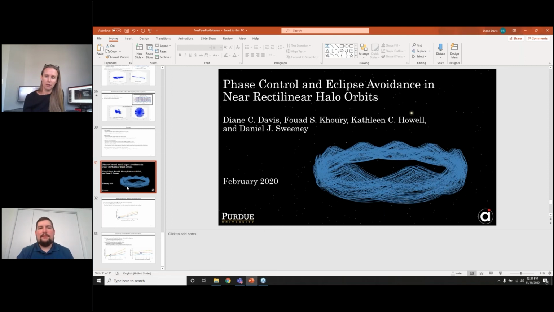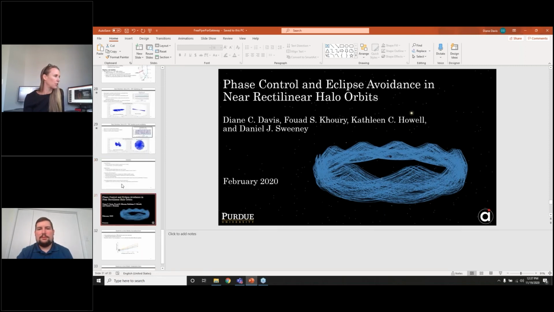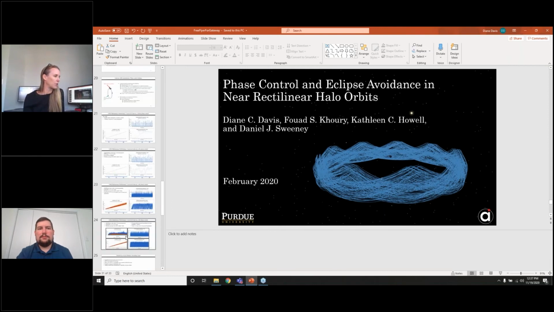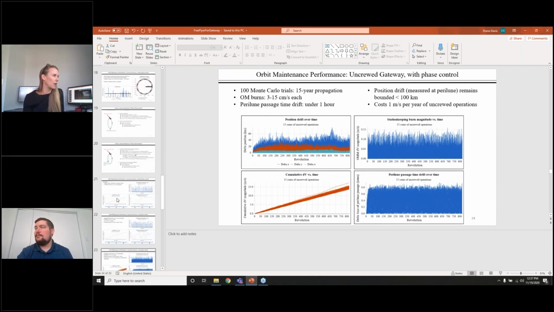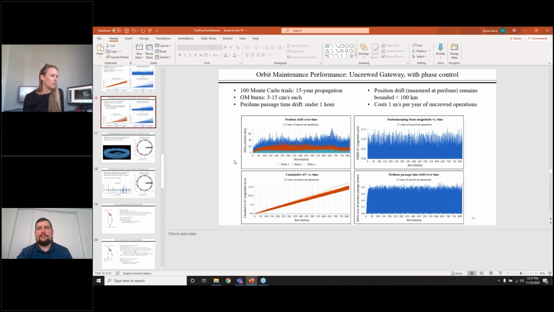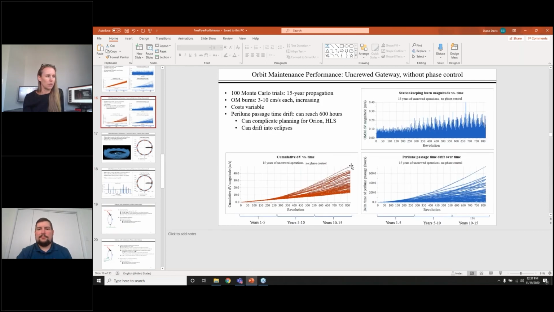Can you explain the 10 times difference in delta V for the two maintenance methods with and without phase control? Sure. So I think what we're talking about is this one, which was 15 meters per second for 15 years, right? Versus up here, over 15 years, it got all the way up to, well, maybe not 10 times. It was maybe 40. But basically what's happening here is that if you look at the best case scenarios, they're the same cost, right?